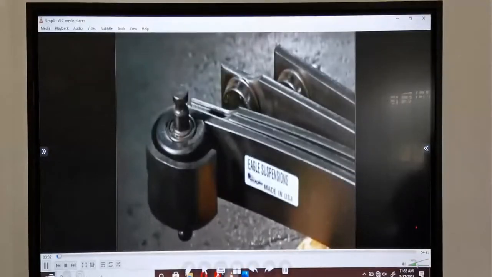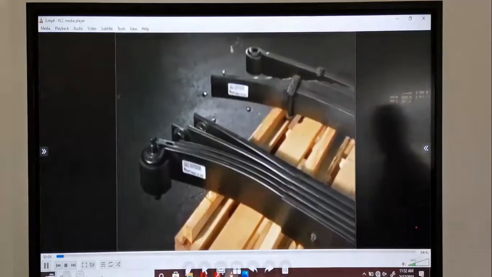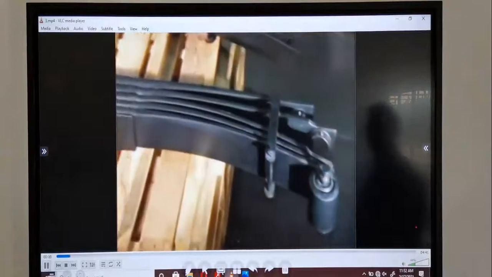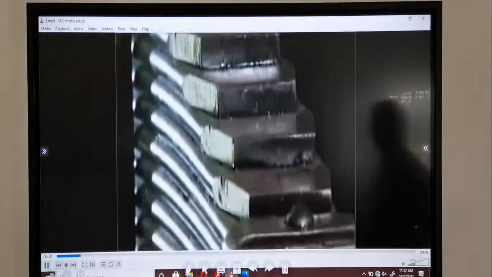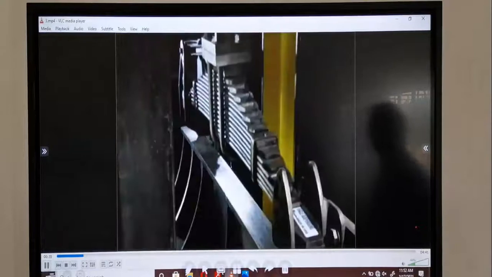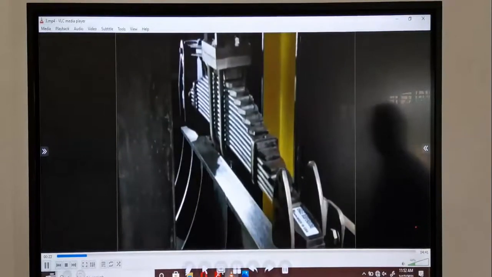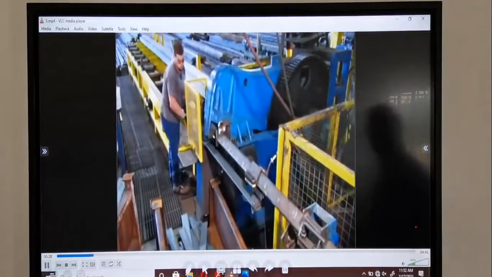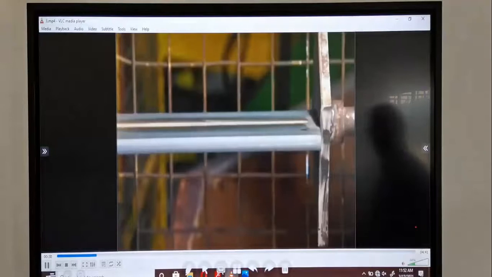So now we see a video of leaf spring, how these types of leaf springs are manufactured. Let's see. These are the leaf springs. How it works: there are a lot of leaves set together. Now the metal is cut.